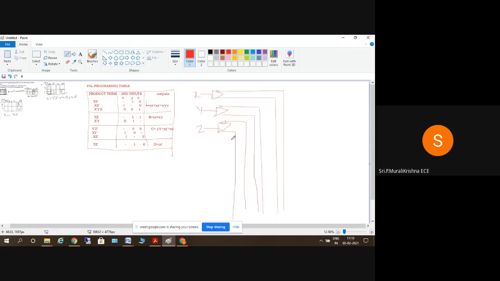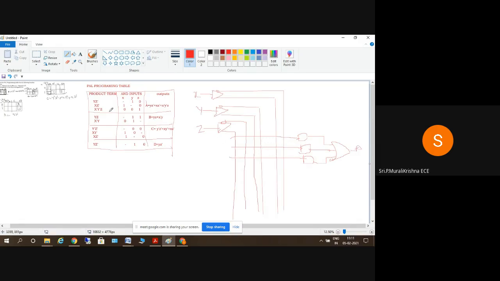So you draw this structure like this. So 1, 2, 3 AND gates for each product term. So this one, and this one. Okay, and this is given to an OR gate. So this will be A.